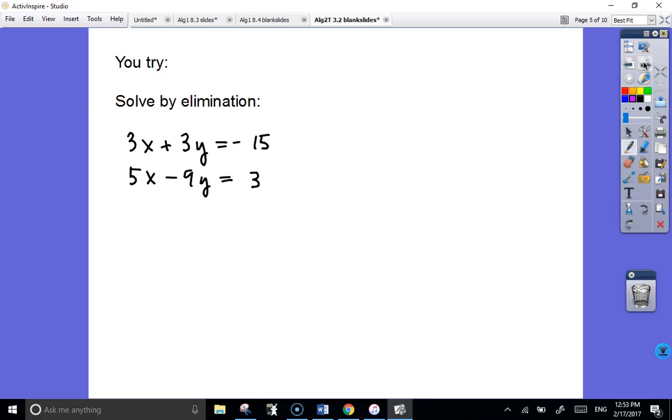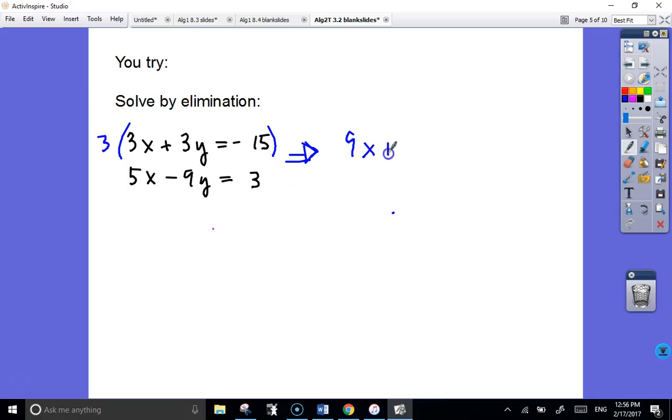So try that one. Okay, so which variable was it most likely that you want to cancel? The x's or the y's? Probably the y's, because it only takes one multiplication. And I would almost for sure think you'd probably want to multiply this one by 3, right? Did anybody do anything different? Anybody multiply by negative 3? Either way is fine. So here's our equivalent system.